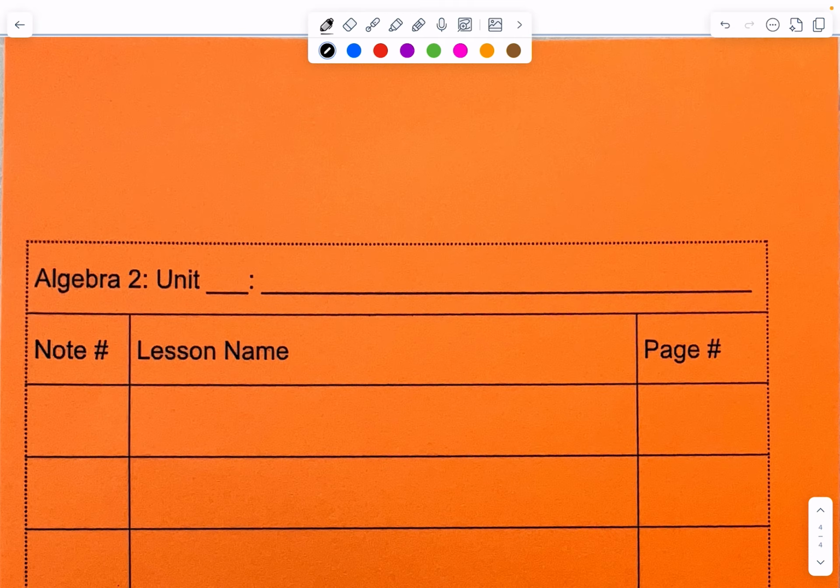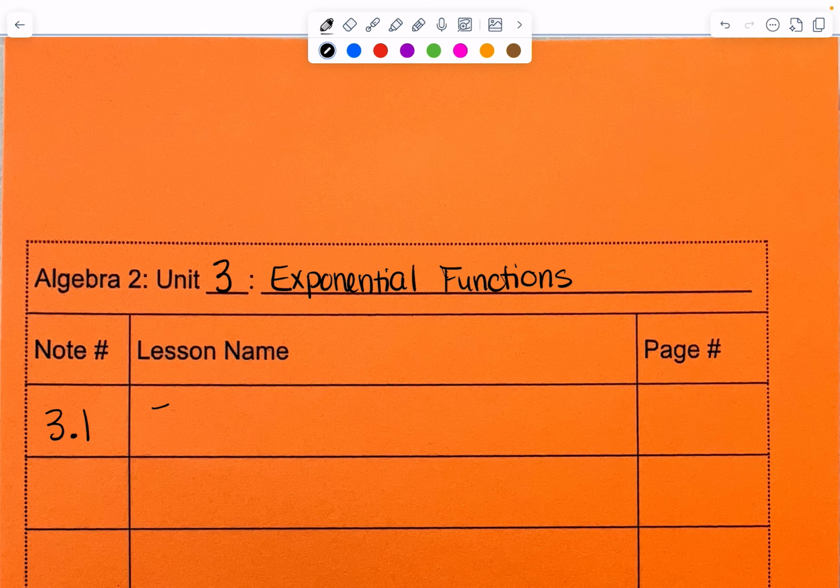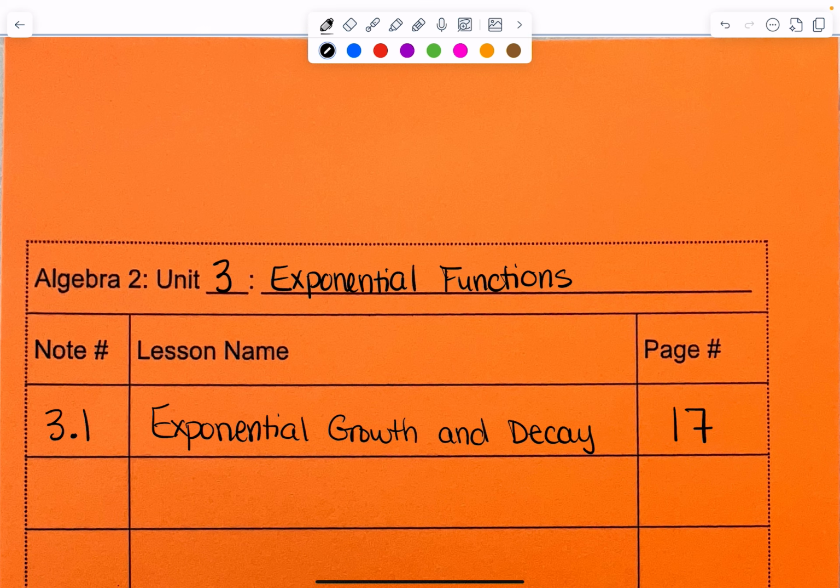Let's fill that in at the top. So this is unit number 3, exponential functions. And our notes today are note number 3.1. It's called exponential growth and decay. For me, this is going to be on page number 17 in my notebook, since this table of contents will be on page number 16.